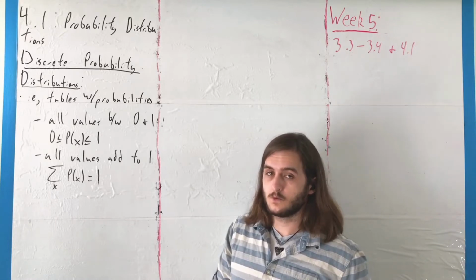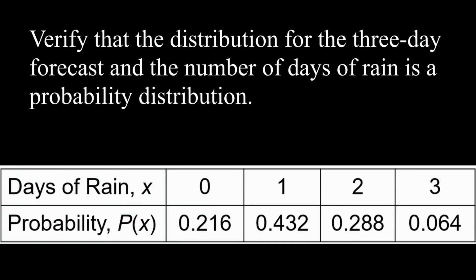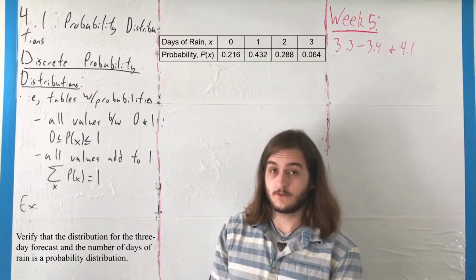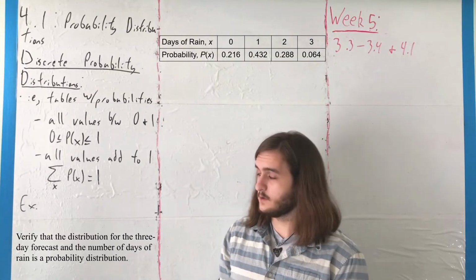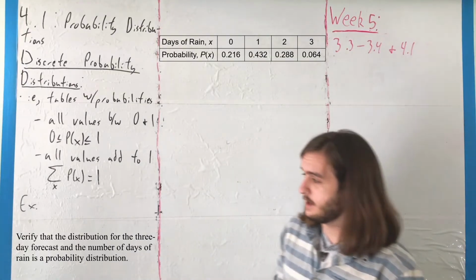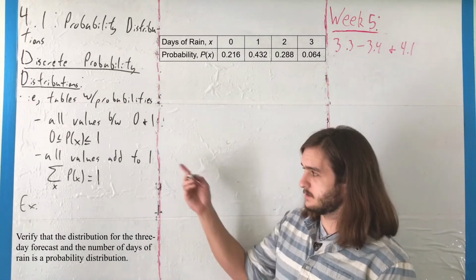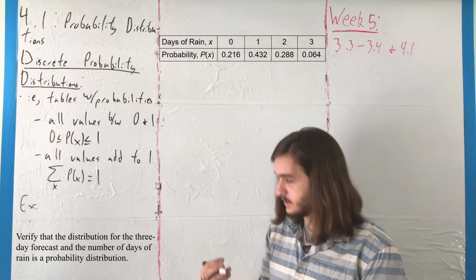To see this, we'll look at an example where we want to verify that the distribution for the 3-day forecast and number of days of rain is actually a probability distribution. So for this type of problem, what we have to do here essentially is see that the table we're given actually meets those two criteria.